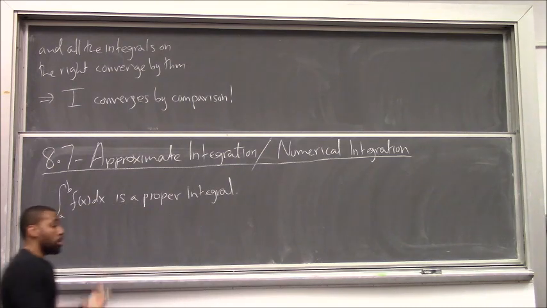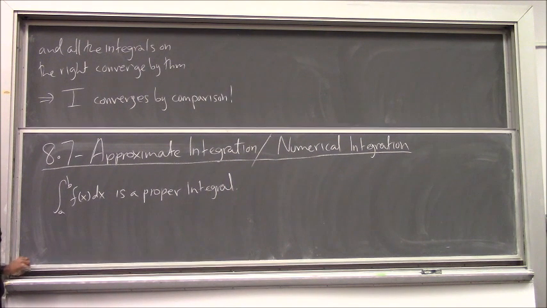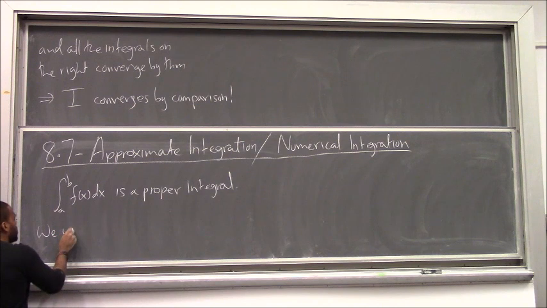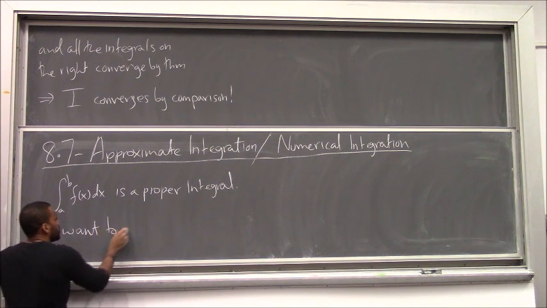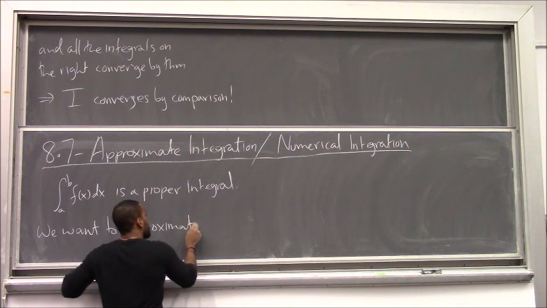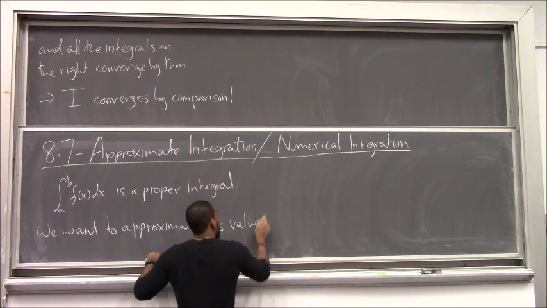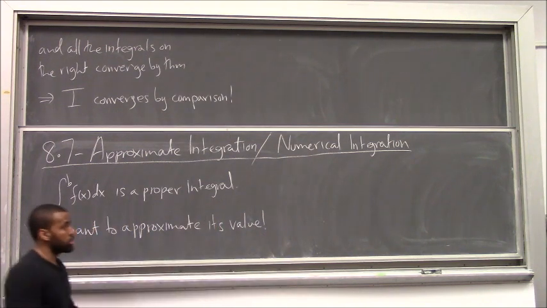We're assuming we have a proper integral now, so you don't have to deal with infinities or a function being undefined at certain points. We want to approximate its value for various reasons. It could be that the function itself is very difficult to integrate.